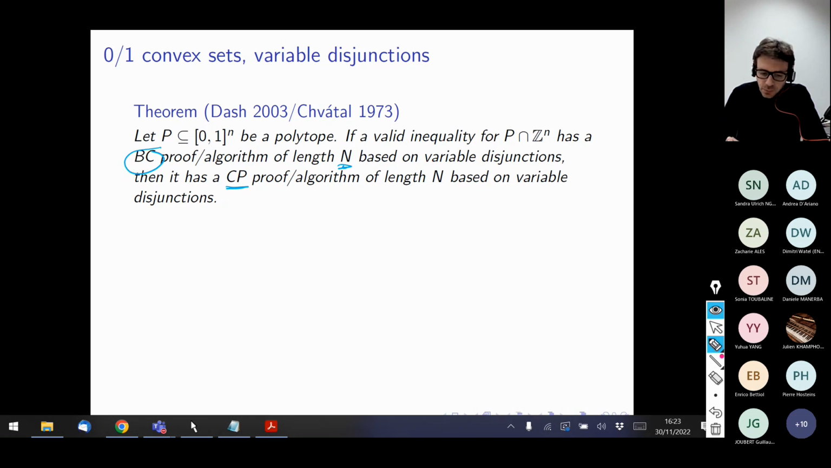Well, first, let me clarify what I mean by an inequality having a proof. It means that when you create your branch and cut tree, all the leaves satisfy, let's say that the inequality is Cx less than or equal to delta. It means that all the leaves correspond to subproblems that satisfy the inequality.